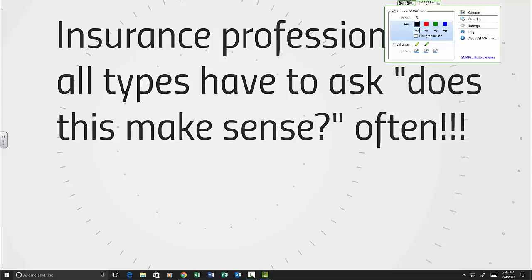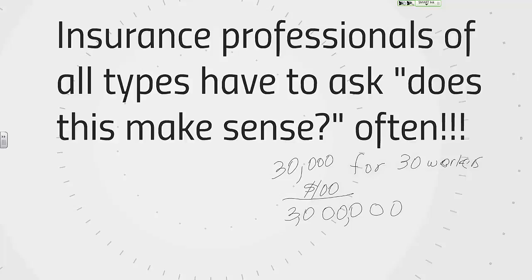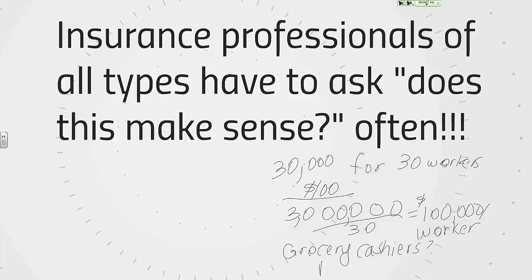For example, if you get a report for 30,000 units of payroll for 30 workers, and a unit of payroll is $100, you have $3 million of payroll for 30 workers, which equals $100,000 per worker. However, if the report says that the workers are all grocery cashiers or receptionists, this should be a red flag. This says the data doesn't make sense and it requires further investigation.